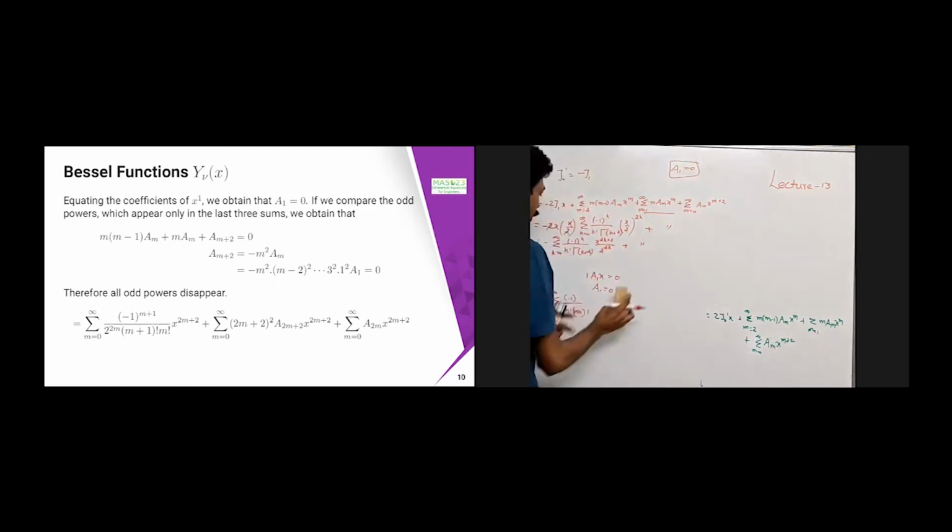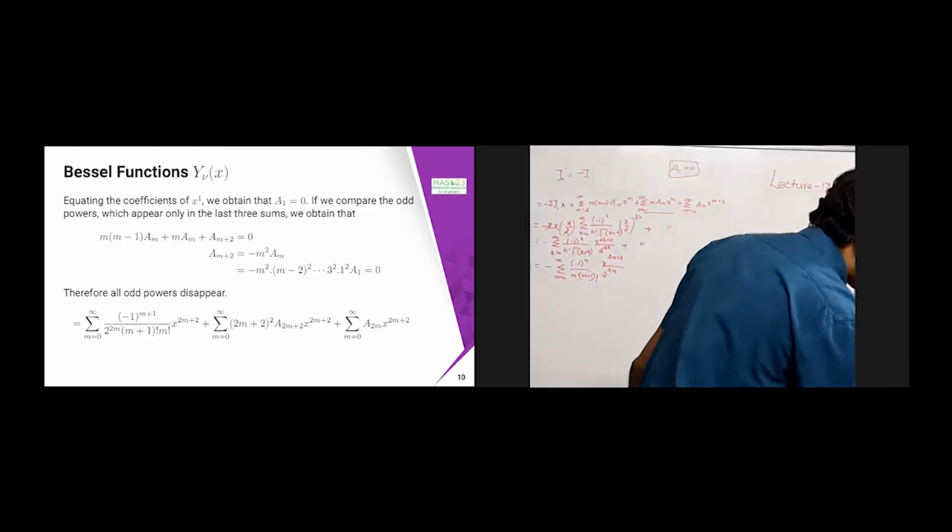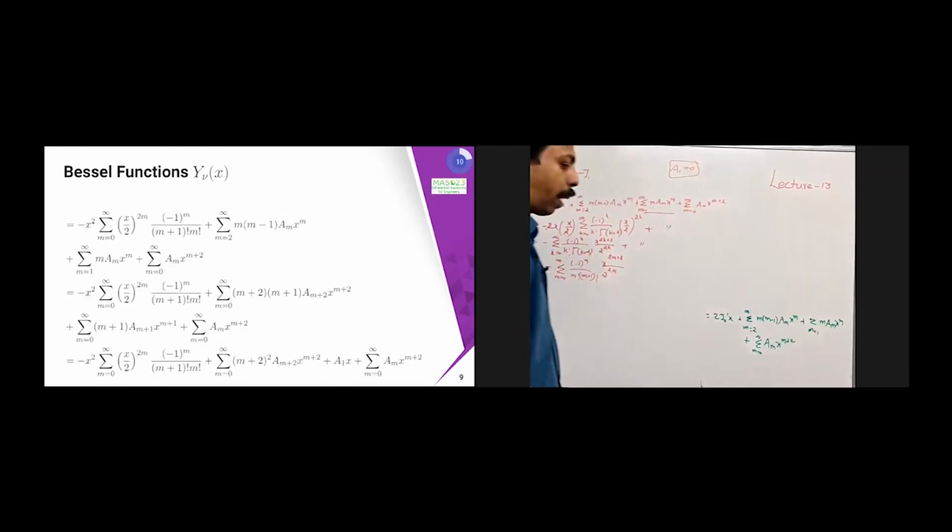Keep remembering that. I just erase the rest and then I will write it over here. So this is going to become minus summation m equal to 0 to infinity, minus 1 power m, divided by m factorial into m plus 1 factorial, into x power 2m plus 2 divided by 2 power 2m. Now the rest of the things I'm going to rewrite this equation as follows.